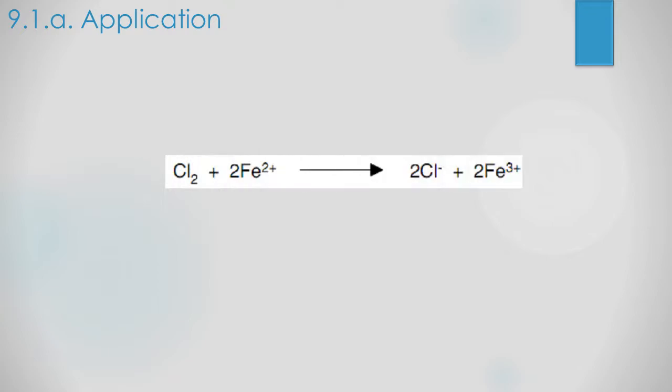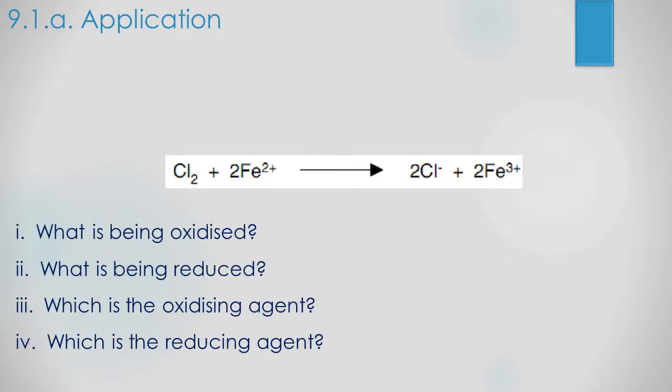Another example, Cl2 reacting with Fe²⁺ to form Cl⁻ and Fe³⁺. Cl2 is gaining 2 electrons to form 2 Cl⁻. It's going from neutral to negative. So it's gaining 2 electrons. Fe²⁺ is losing 1 electron to form Fe³⁺. So Fe²⁺ is being oxidized. It's acting as a reducing agent. And Cl2 is being reduced and it's acting as an oxidizing agent.